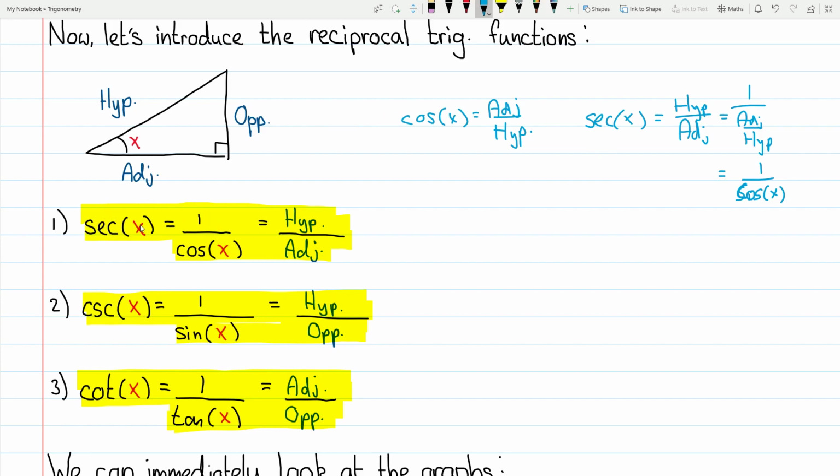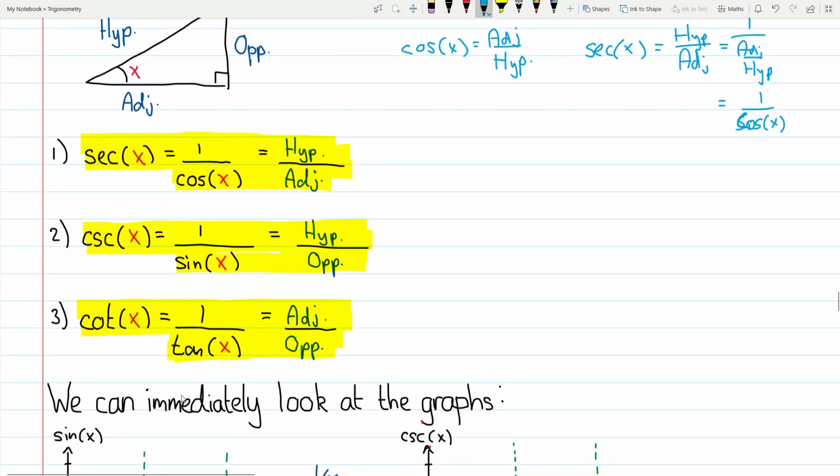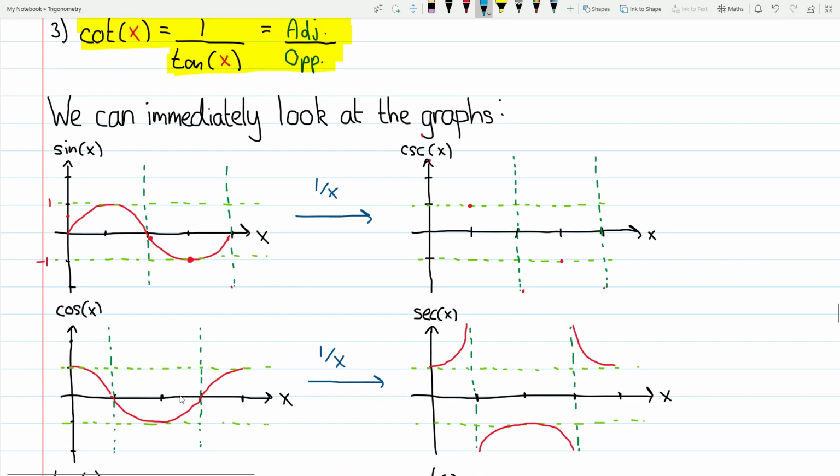So it's defined off of the cosine function. This is the secant function, which is 1 over cos. This is the cosecant function, which is 1 over sine. And this is called the cotangent function, which is 1 over tan. And now we can immediately look at the graphs.